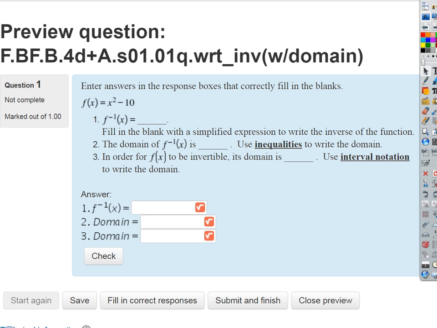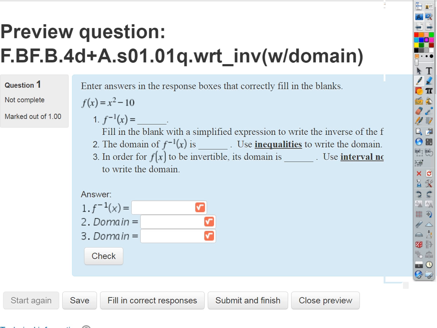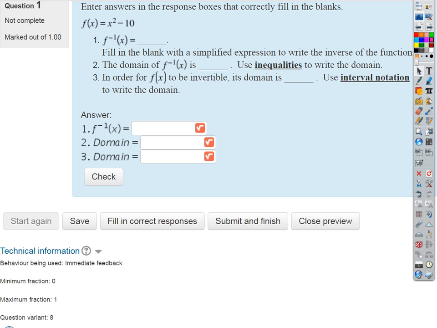Okay, what'd you guys get for the inverse? Plus or minus square root of x plus 10. Okay, good, does everybody get that part? And honestly, that's probably the hardest part, because we're going to see in a second, we've got a pretty easy shortcut to get the other two parts.